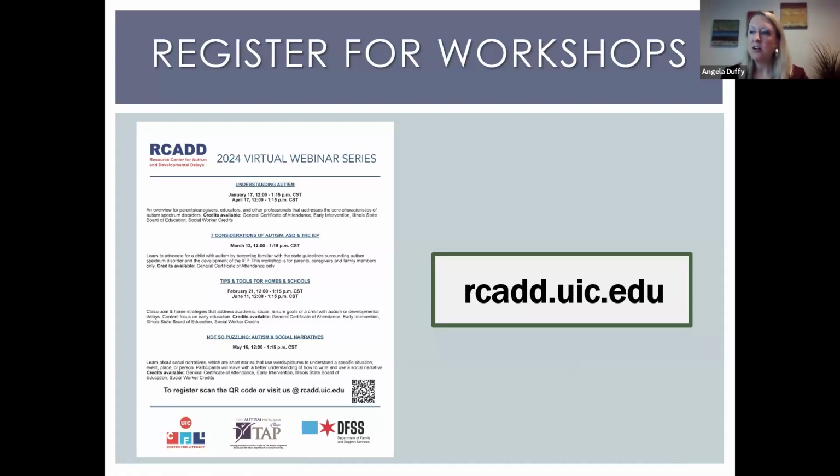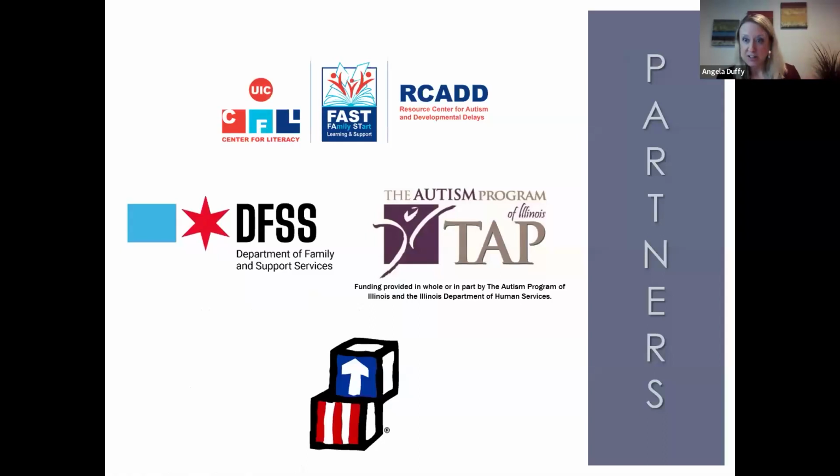With regards to the workshops, here are some other examples of workshops that we offer. We do Understanding Autism, 7 Considerations of Autism and the IEP, as well as tips and tools for homes and schools. That one really goes over a lot of those visual schedules and work systems, as well as structured activities that we use with our children. And all free, thanks to our funders, like the Autism Program of Illinois, Department of Family and Support Services, Head Start. And as I said before, we are on the UIC campus, under the umbrella of the College of Education Center for Literacy.